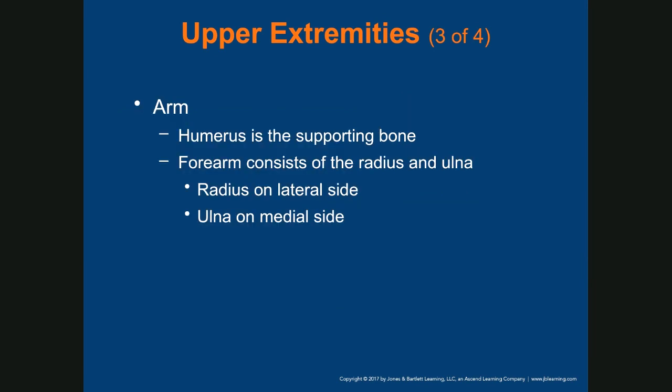So the arm has the humerus, which is a long bone. The forearm consists of the radius, which is in line with the thumb, and the ulna, which is in line with the small finger.